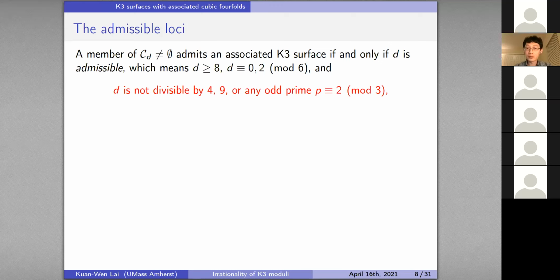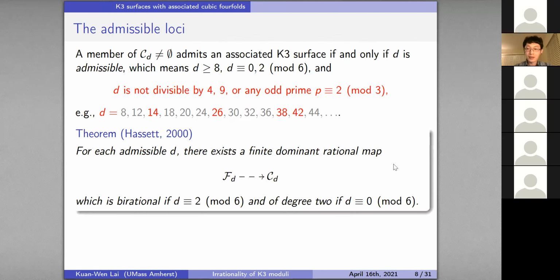D is not divisible by 4, 9, or any other prime p congruent to 2 modulo 3. So here are some examples. This is the same list as in the previous slide, and here I highlight those which are admissible. So there are 14, 26, 38, and 42. These are four examples where a member of C_D, a cubic fourfold in C_D, has an associated K3 surface. And again, this is due to Hassett.